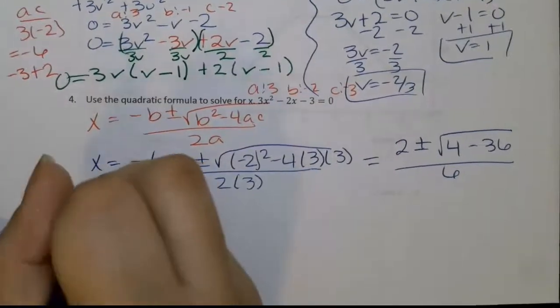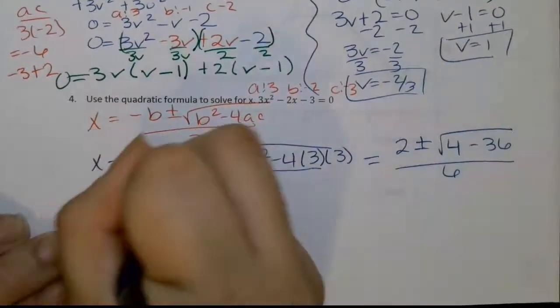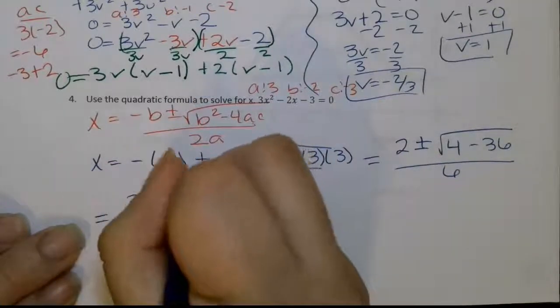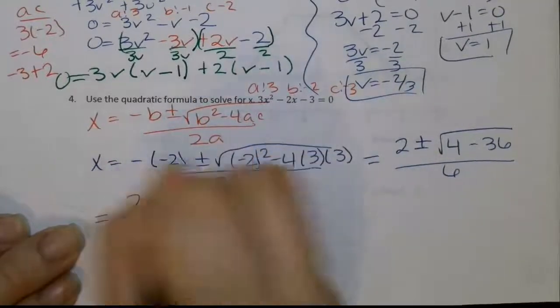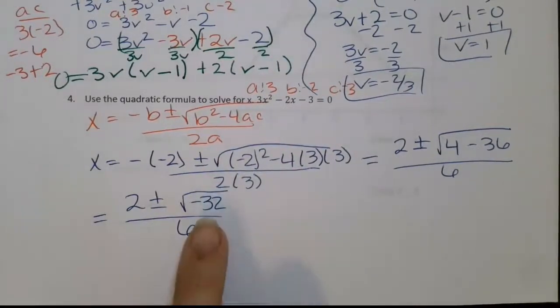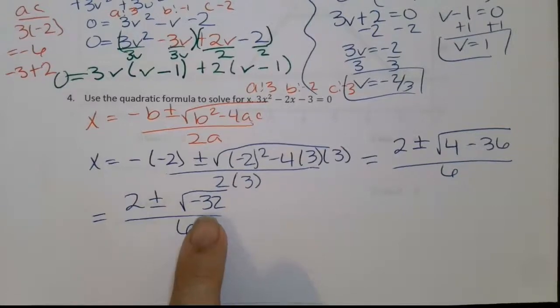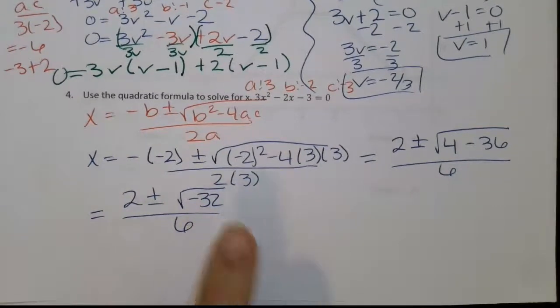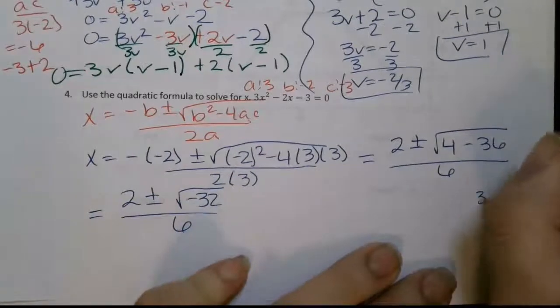Then I want to simplify inside the radical. So I have 2 plus or minus the square root of 4 minus 36, which is -32, still over 6. Because it's negative, that means I'm going to have to take out an i. And then I want to see if I can simplify this radical. It's not a perfect square, but I'm going to use a factor tree to figure out if it is.